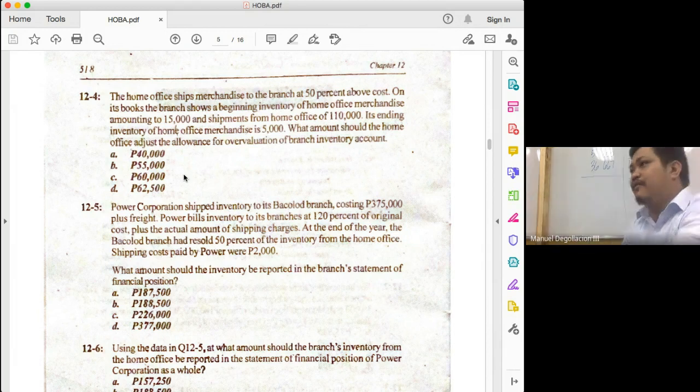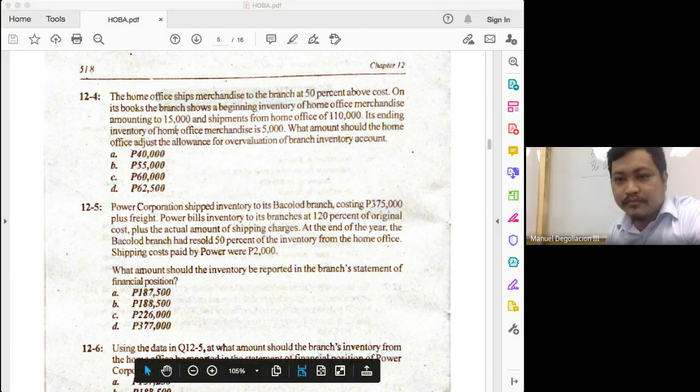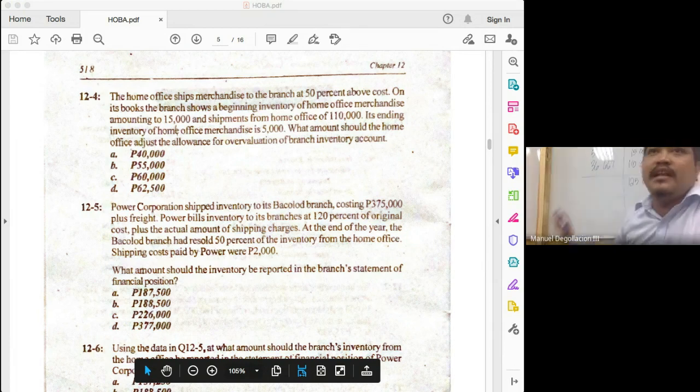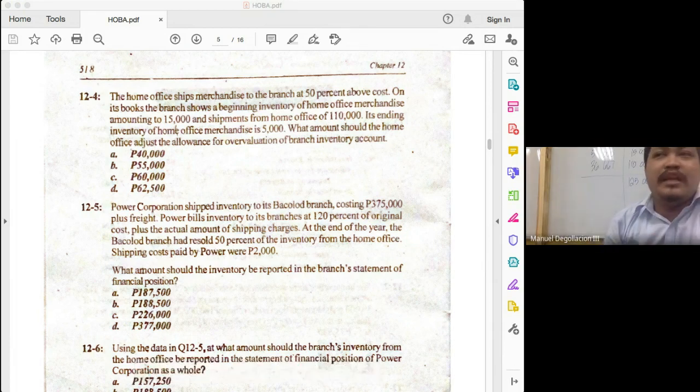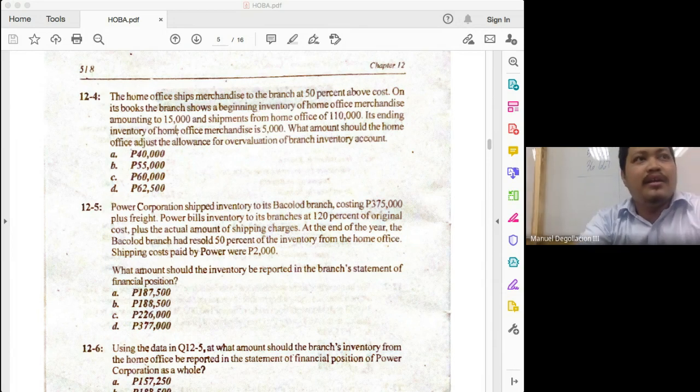Okay, so let's try to solve. How much is our total goods available for sale? 125,000. Okay, and again, these are based on the amounts taken from the records of the branch. So that means these are still at billed price. If we need to determine the markup, let's get the cost first, get the difference, then that would be our markup. So what do we do with the 125,000? We divide it by 150%. How much is 125,000 divided by 150%?